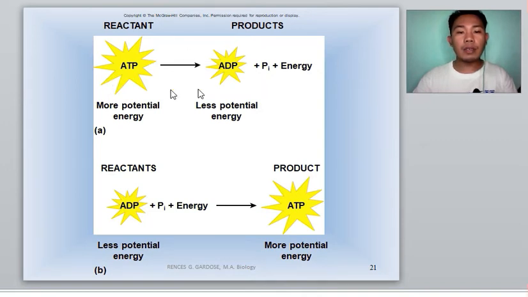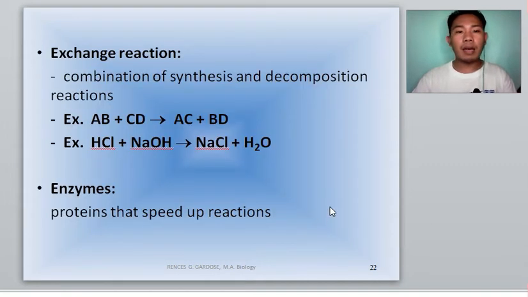This illustration here depicts the synthesis and decomposition reaction. So letter A here, which produces an energy, is an example of a decomposition reaction, and letter B that requires energy is an example of synthesis reaction. Another, we have the exchange reaction. When we say exchange reaction, it is a combination of the synthesis and decomposition reaction.